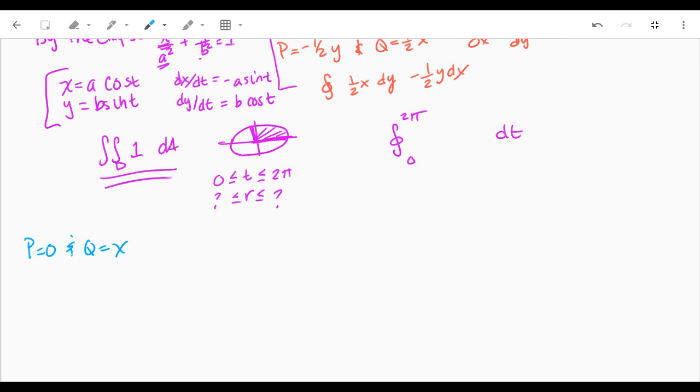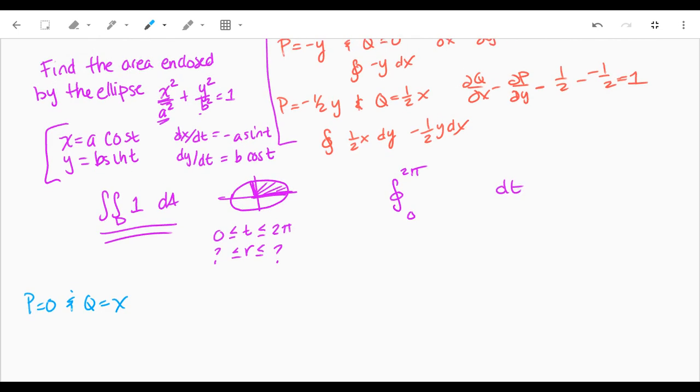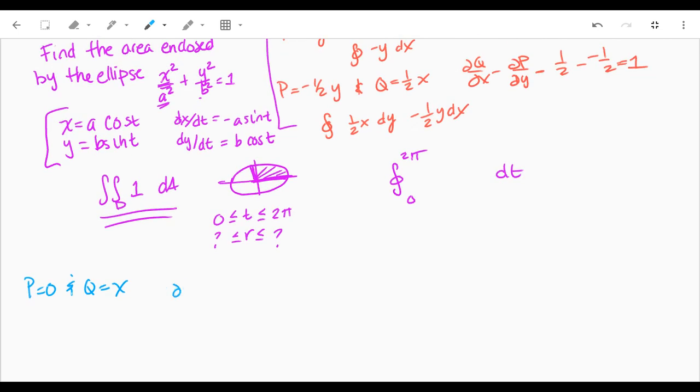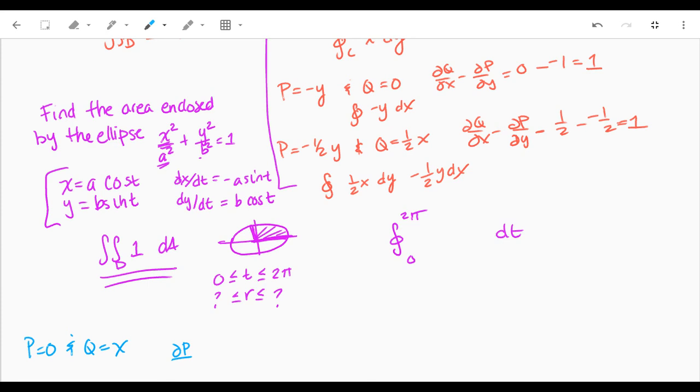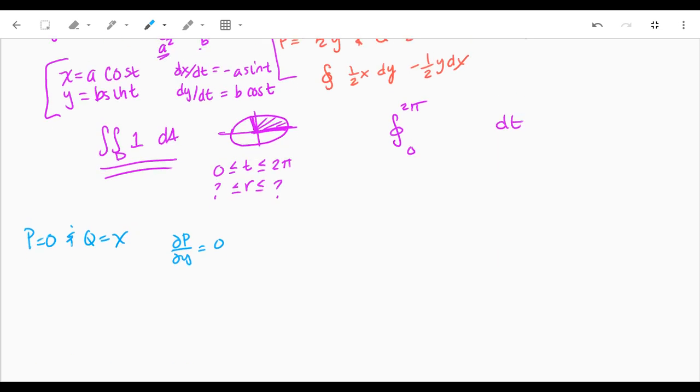then dP/dy would be 0. Ooh, hold on. And dQ/dx would be 1.